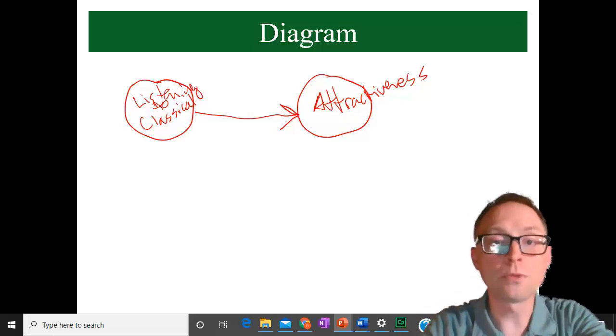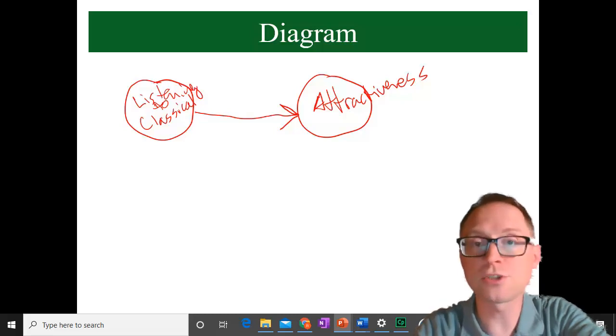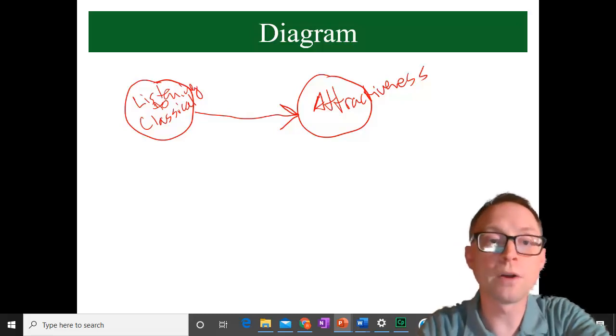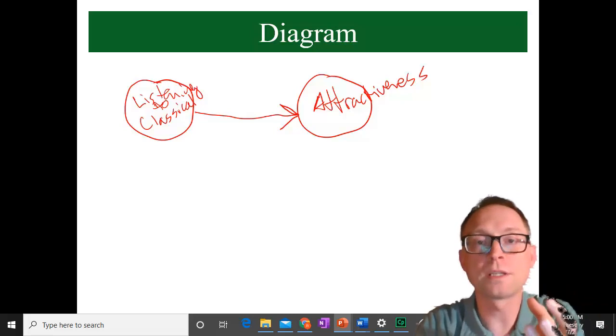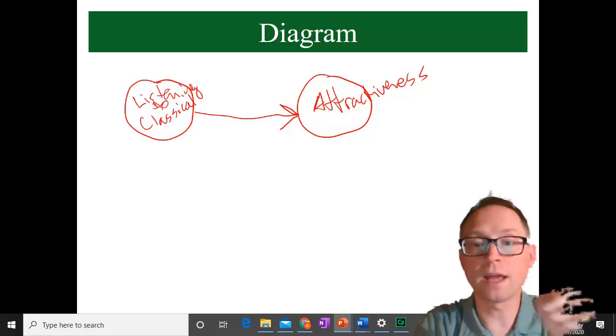Now, in this case, both of these are the circles. These are the conceptual variables. We don't have any operationalizations on here yet. We don't have any way of being real life. What does it mean to listen to classical music? And in real life, what does it mean to be attractive? Okay, we don't have that yet.